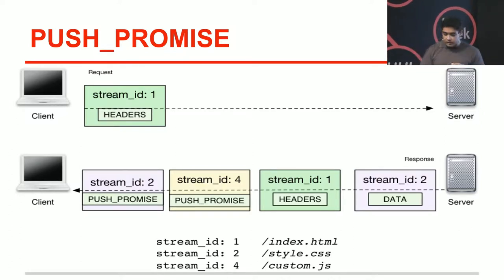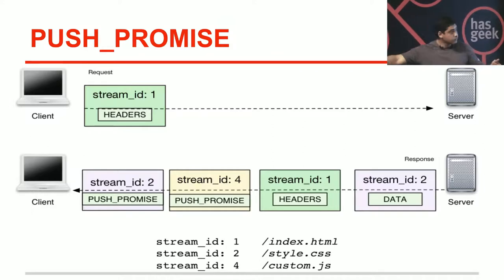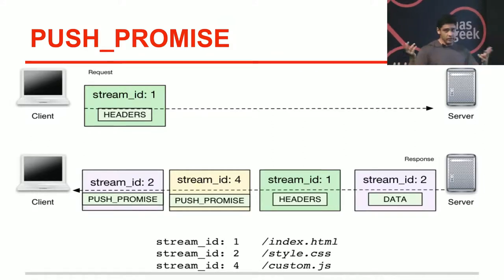So traditionally, you have a web page which, let's say, requires two things, a CSS file and a JS file. Now, the client asks for a web page in a single stream. The server knows that the next request which is going to come in is for the CSS and the JS file. So what the server does is it sends something called a push promise. It says, I promise you to send another file which is in a separate stream, and I promise you to send another file which is in a separate stream, and here are the details of the first file which you asked for.